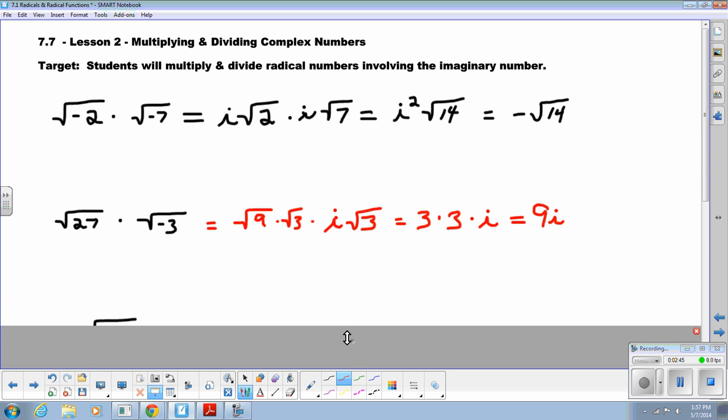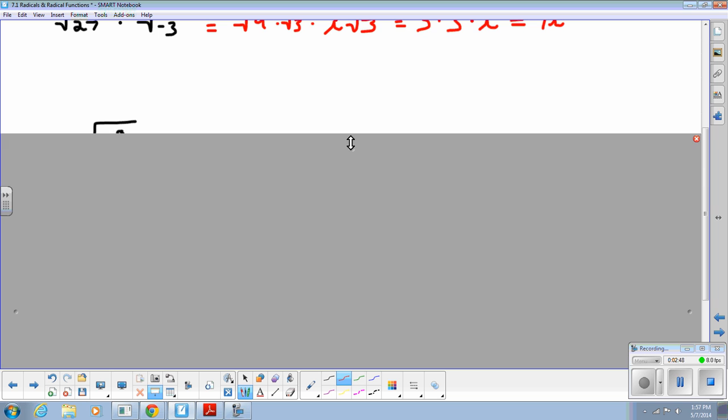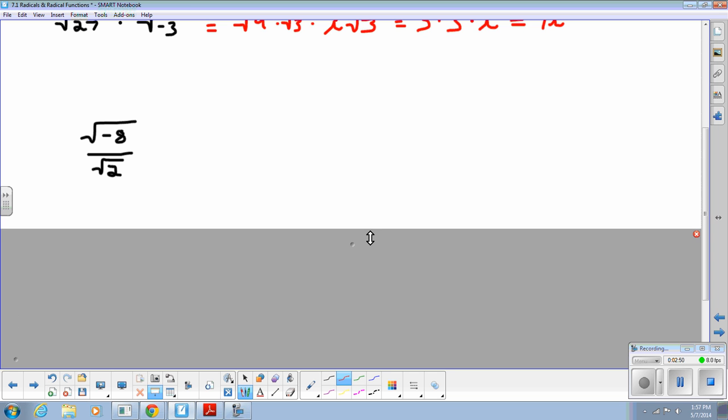Another example that I have for you is one where now we're dealing with division. The square root of -8 over the square root of 2. So let's take a look at this. First, I'm going to deal with that imaginary number. So I say i times the square root of 8 over the square root of 2 equals, now I have a perfect square factor inside the square root of 8, so I have i times the square root of 4 times the square root of 2 all over the square root of 2.